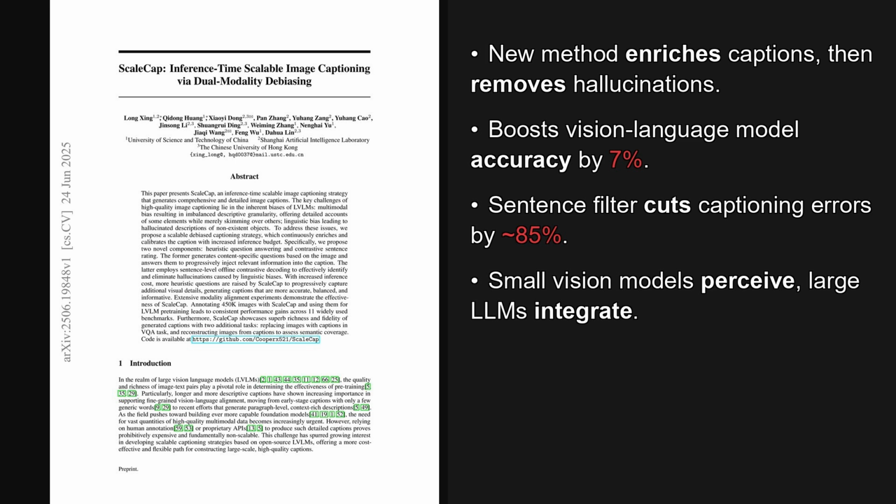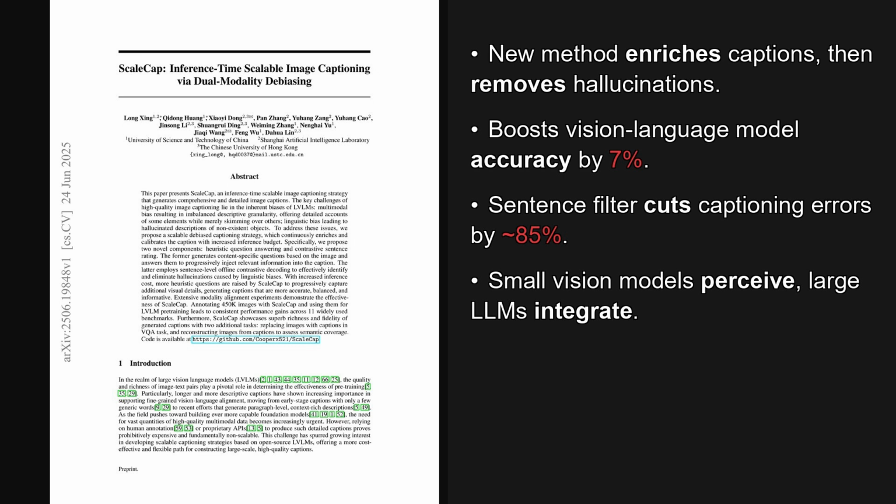I'm Alex, and today we're looking at a paper from the Hugging Face trending list, published on the 24th of June, 2025. This paper, published just 2 days ago, introduces a new captioning strategy that boosts performance on the MMVet benchmark by 7%. The paper is titled ScaleCap, Inference-Time Scalable Image Captioning via Dual-Modality Debiasing, and it does this by tackling some really common problems with today's vision models.